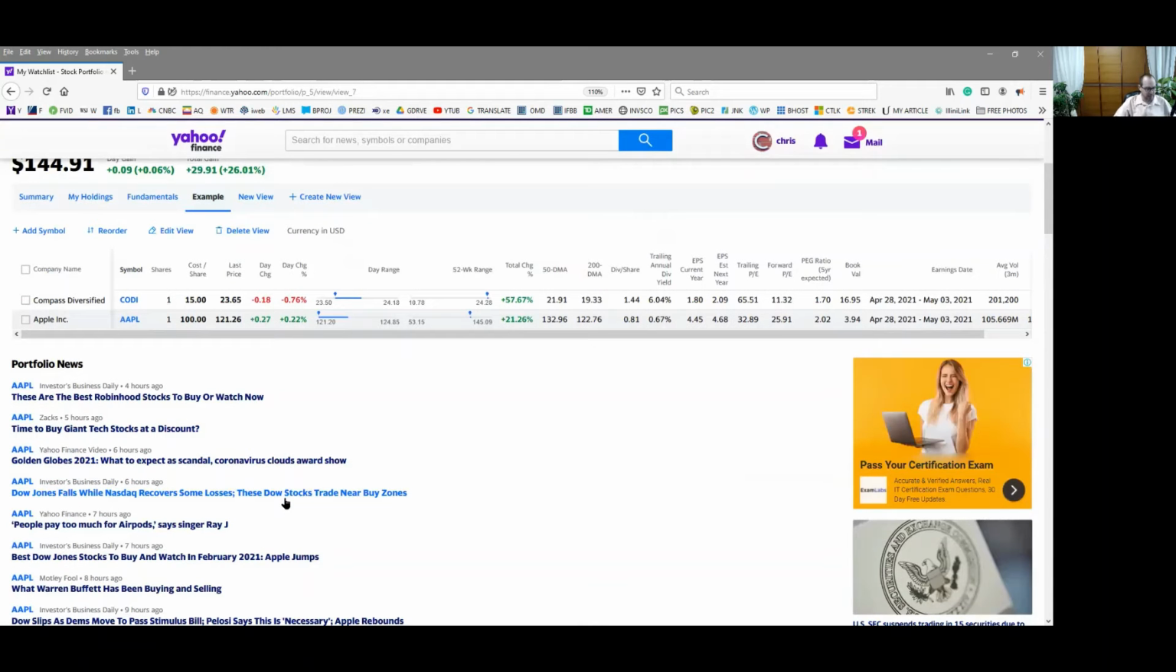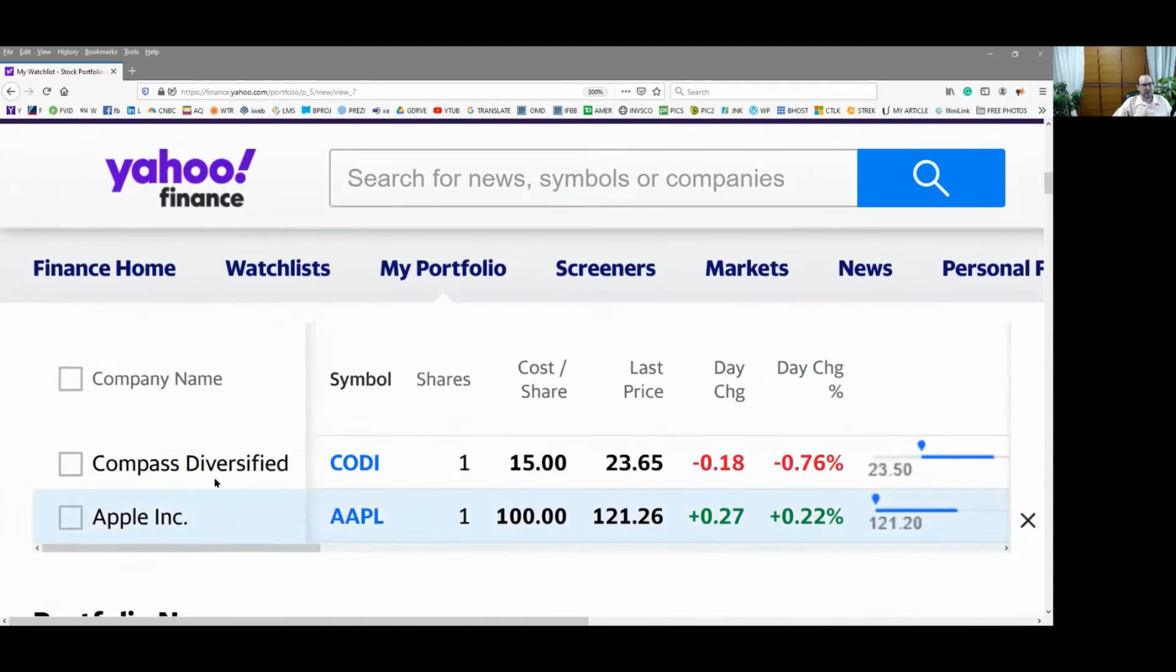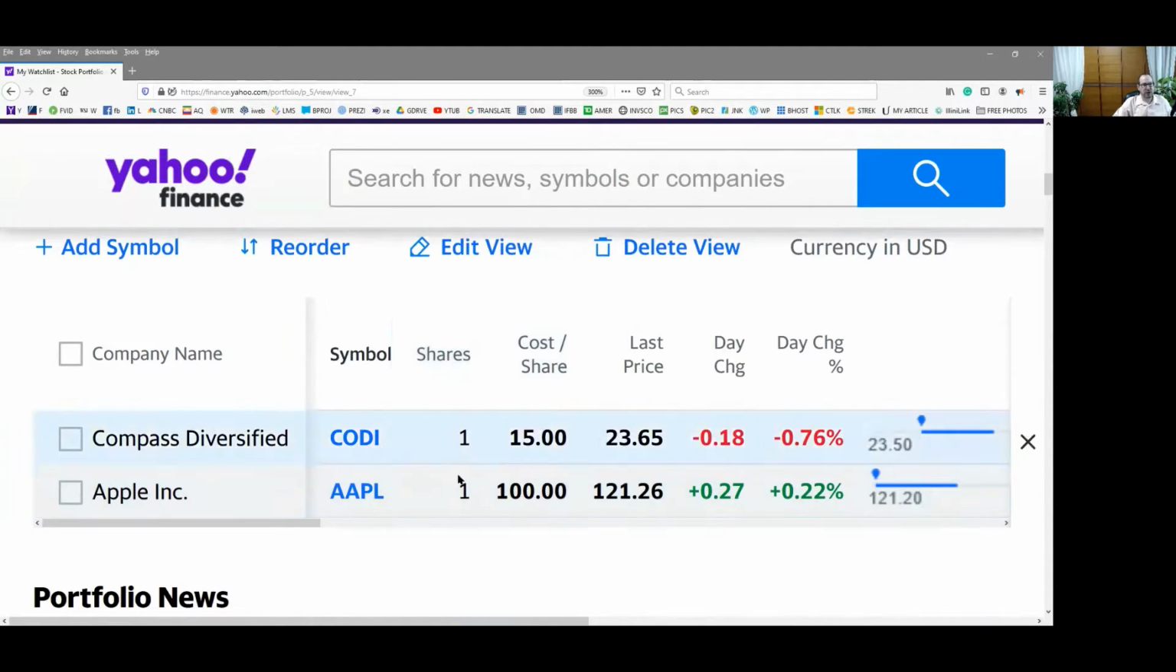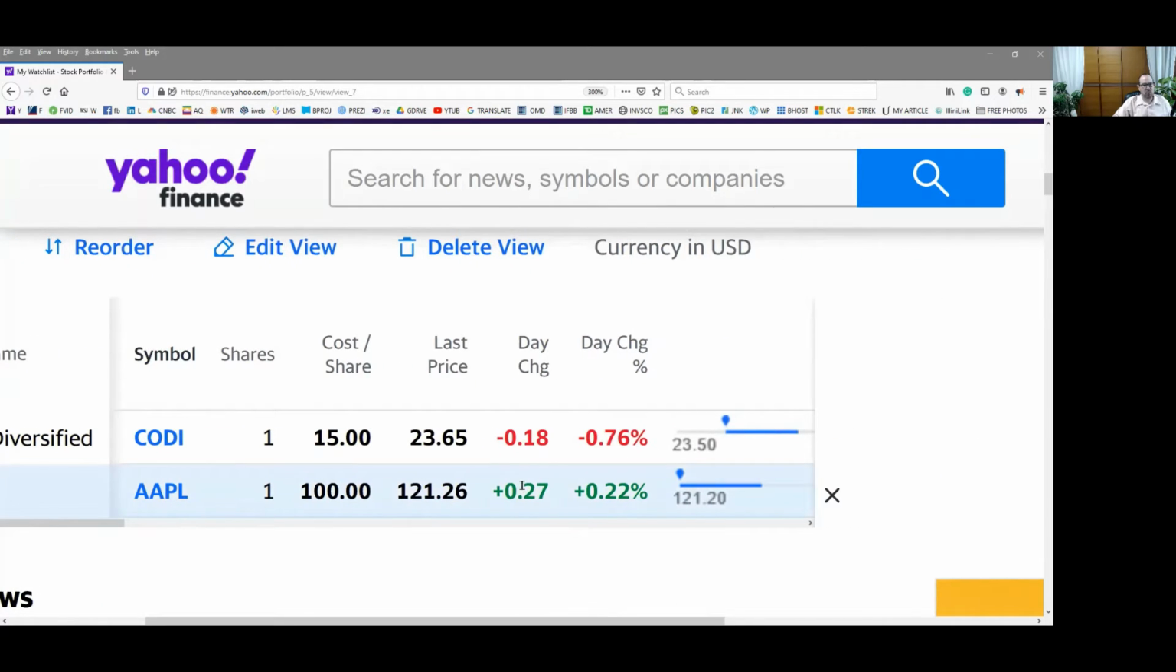So let's take a look at how I do it. All right. Now, here we go. I bought 1 share of Apple at 100. Last price, this is going to go up and down as the shares are traded. Right now, markets are closed. So the last time it traded, it was $1.21. The day range, okay, it went up 27 cents from yesterday.